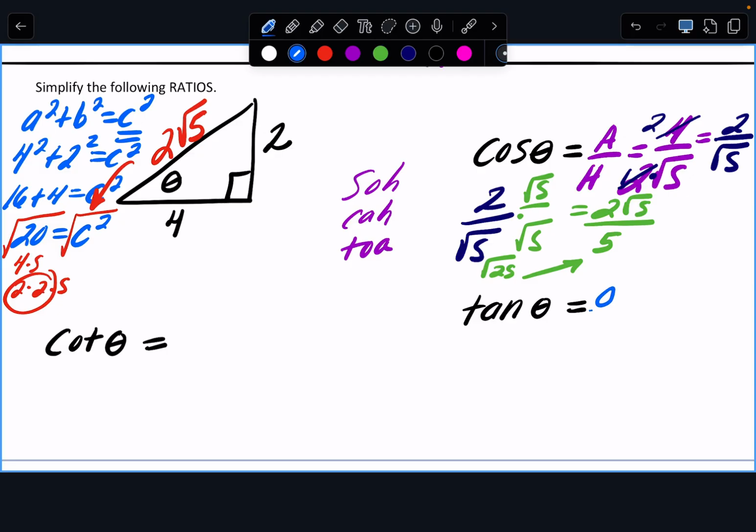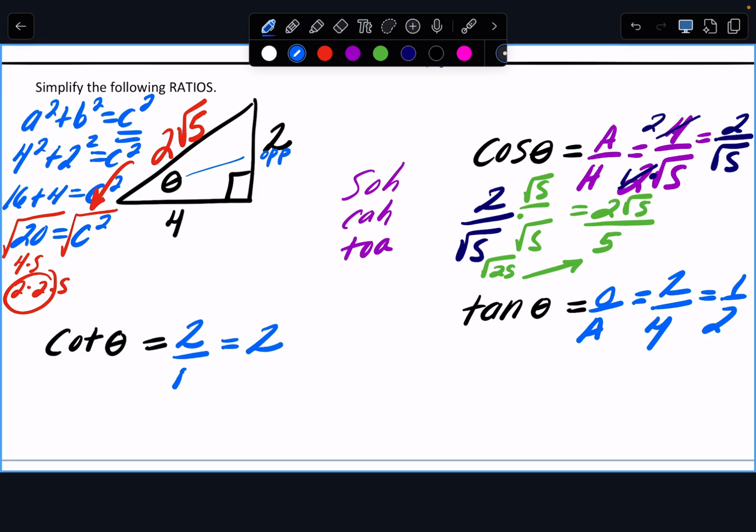So tangent is opposite over adjacent. Opposite over adjacent. Wouldn't that be 2 over 4? Is everyone seeing that as quickly as I am? Yeah. Opposite. So, okay, good. And then cotangent would be the reciprocal of 1 over 2. So what would be the reciprocal of 1 over 2? 2 over 1, which is 2.